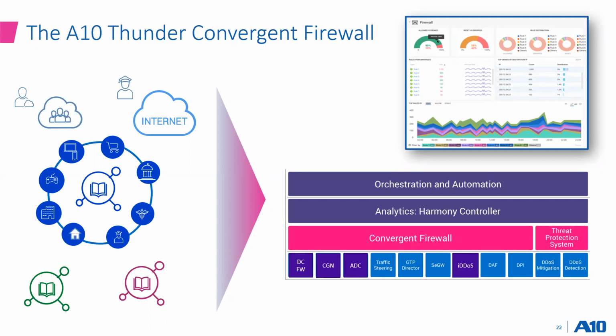This includes firewalls to filter out bad or malformed traffic. It includes carrier-grade networking, as I mentioned, which is IPv4 management as well as IPv4 and IPv6 migration. It includes ADC, which provides functions such as traffic steering, security gateway if it's a mobile network, and IPsec VPN. It also includes integrated DDoS, which helps integrate the DDoS protection with your firewall function as well. DNS application firewall and deep packet inspection, all combined with centralized orchestration, automation, and analytics with our Harmony Controller.